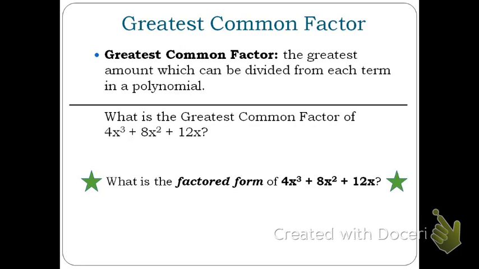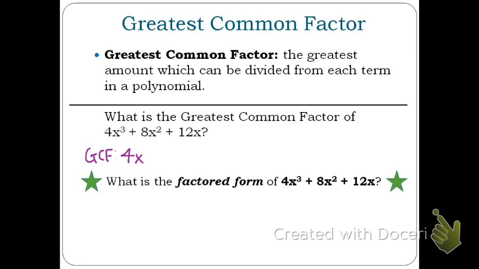Okay, so looking at the greatest common factor, we want to see what is the greatest common factor of 4x cubed plus 8x squared plus 12x. Remember, that is the greatest amount which you can divide from each term, and it has to agree with the whole polynomial. So when we look at this, the greatest common factor is between 4, 8, and 12, 4, and then x cubed, x squared, and x, all can divide by a factor of x. So 4x is the GCF there.